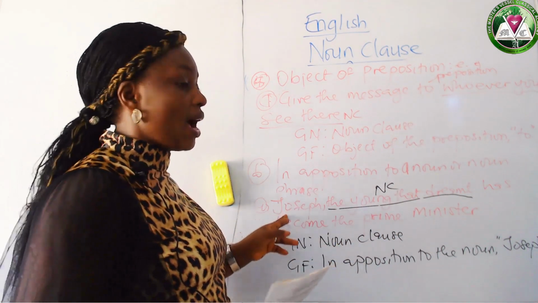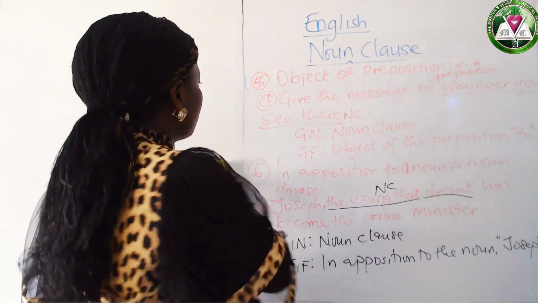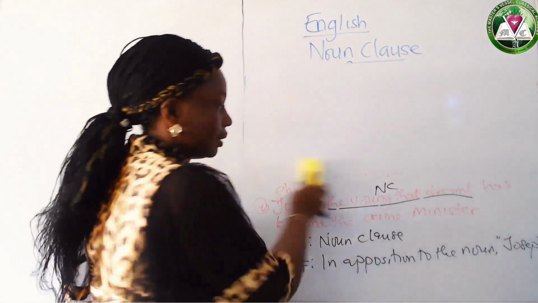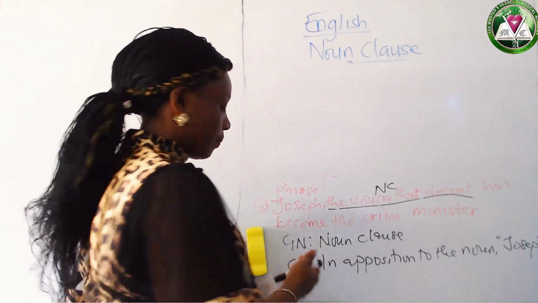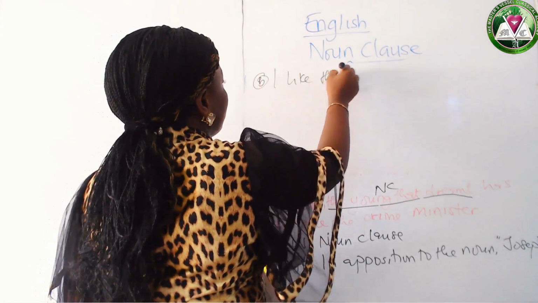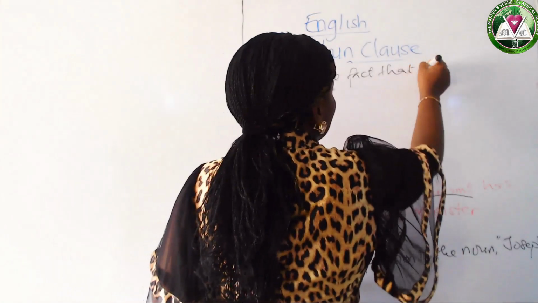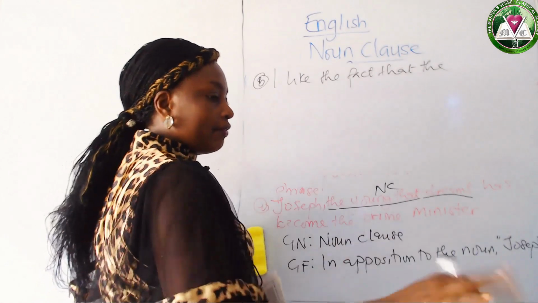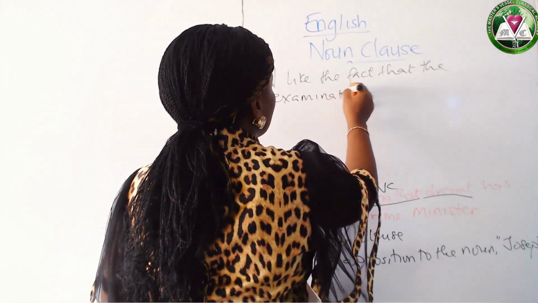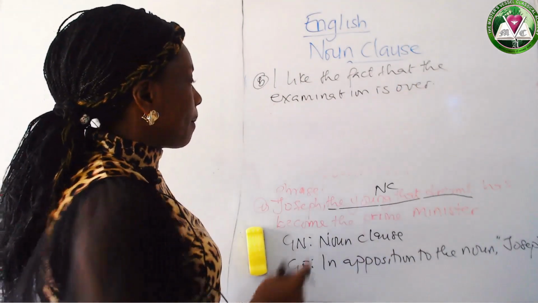Then, in a section where you have the verb group, let me give you an example where you have in opposition to a noun phrase. We have B, second example: I like the fact that the examination is over. I like the fact that the examination is over.